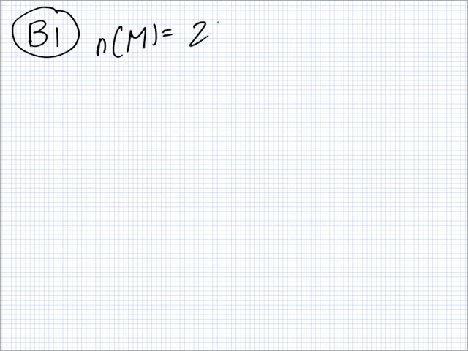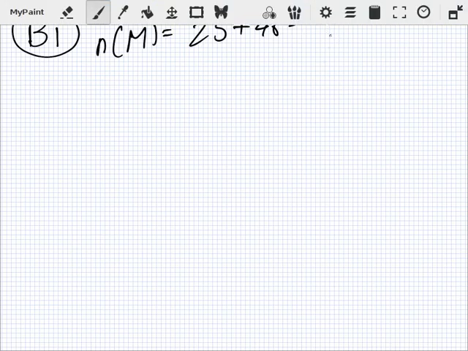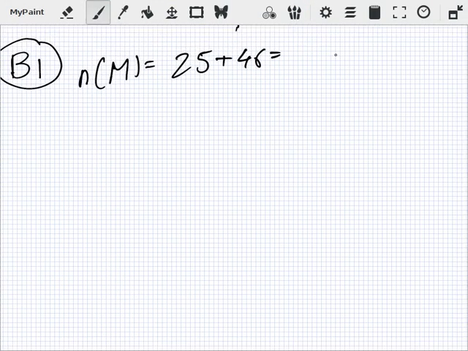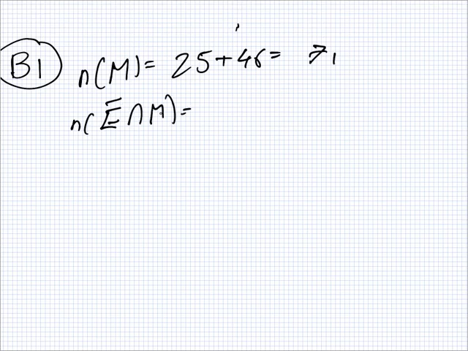Well, that's 25 plus 46. So what's that now? 71, isn't it? Yeah. The number of people who are not employed and male. So not employed and male, that's 46 people who are male and not employed.